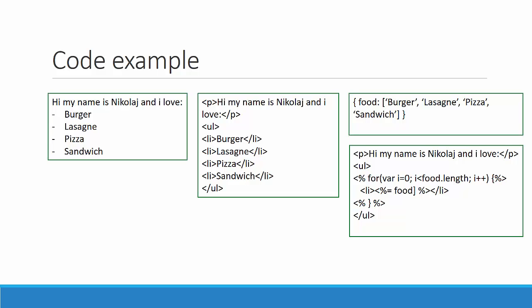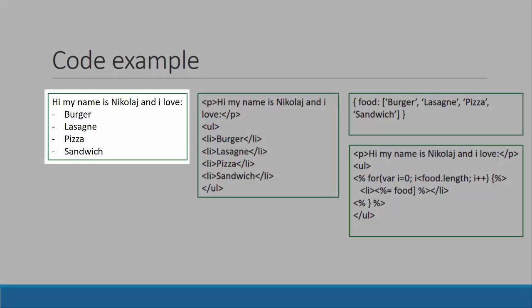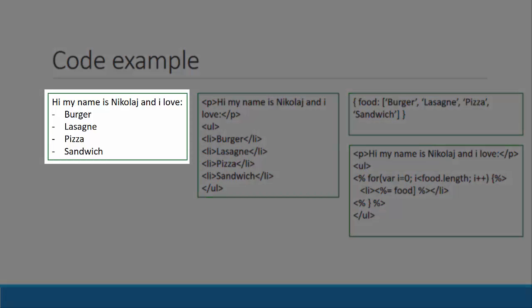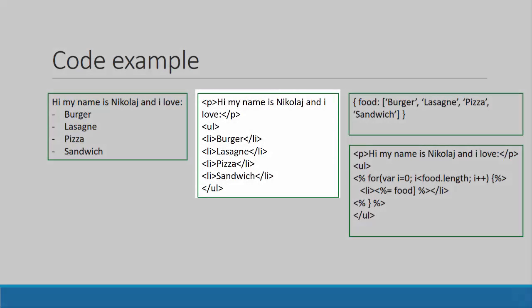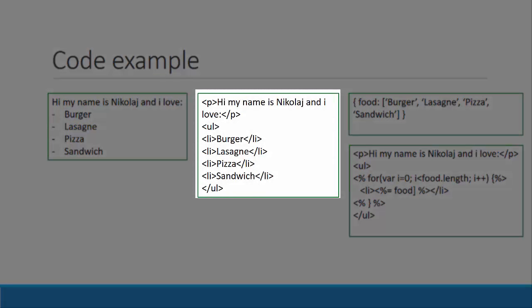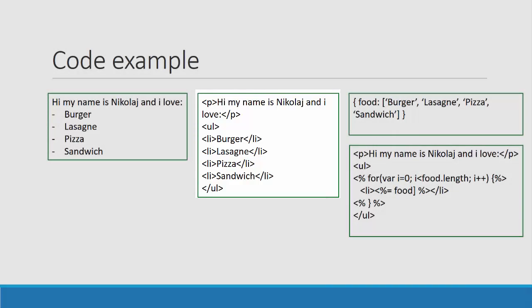Let's look at the more complex example that I promised you before. Let's say that we want to create a text and a list like in box 1. In classic HTML, we would do that by creating a p tag, starting a UL tag, an unordered list, and then creating list items for every item on the list, and then closing them, and finally closing the unordered list.